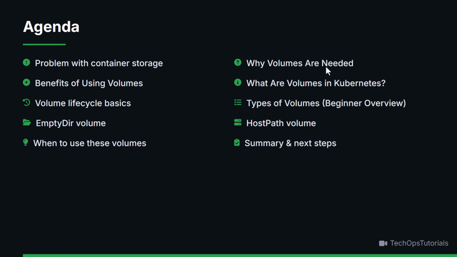Before we start, let me quickly walk you through what we will cover in this session. First, we will talk about the problems with container storage and why data handling inside the container can be tricky. Then we will see why volumes are needed and the benefits of using them. After that, I will explain what volumes actually are in Kubernetes along with their lifecycle basics. We will also look at the different types of volumes, but in this part, we will keep it simple and focus on EmptyDir and HostPath volumes. Finally, we will wrap up with when to use these volumes, followed by a quick summary and what's coming next in part 2. Let's move to the next slide.